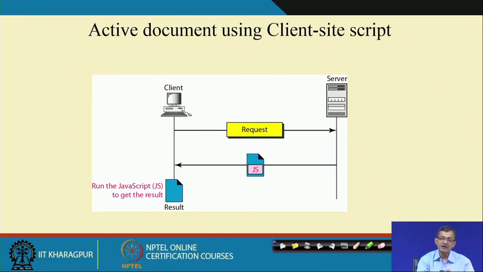Whenever we are running something on the client side, it is referred to as an active document. When we are running something at the server side and dynamic HTML comes back, it is a dynamic document. And if there is nothing like that, you request a page, get the output and the page is displayed on the screen, it is a static page, then we have a static document.